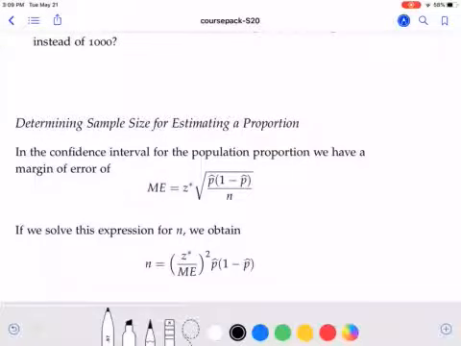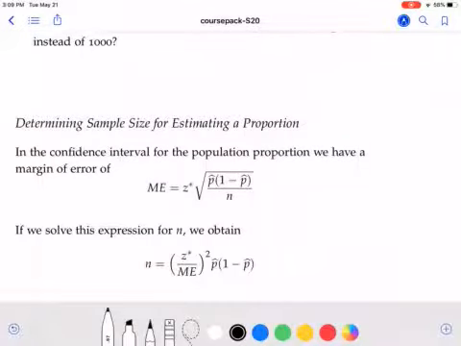We know that if we increase our sample size, we can decrease our standard error, which decreases our margin of error and gives us a narrower confidence interval. So the question may be, if we have a specific size of interval we want, a specific margin of error, how do we find the sample size to accomplish that?